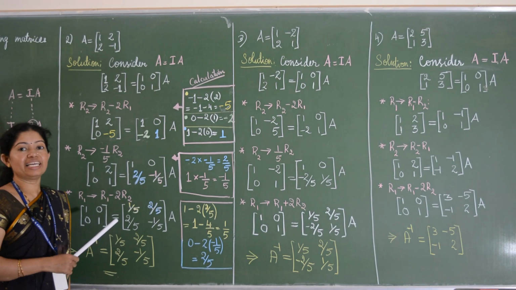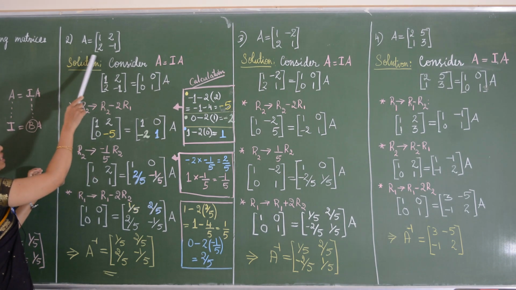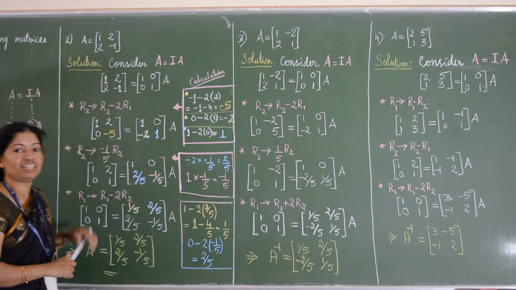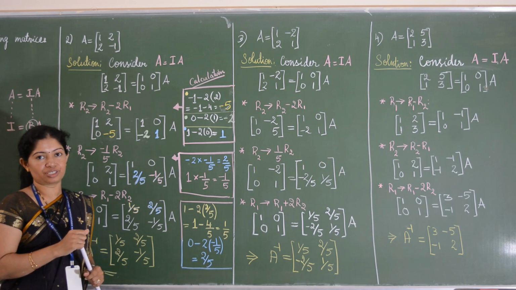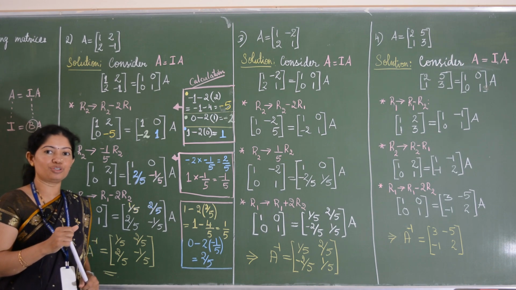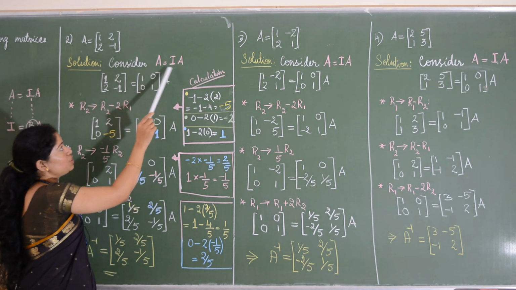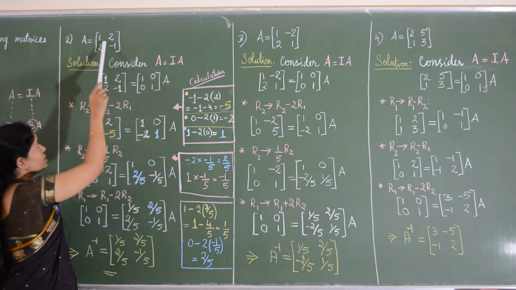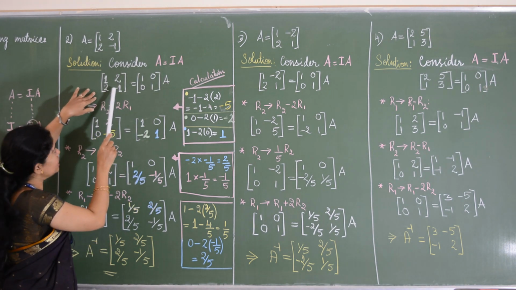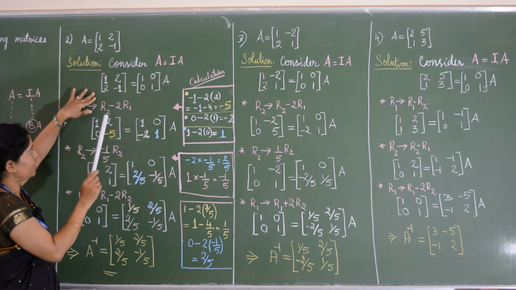So students, next we will solve another problem. Here you have matrix A and you need to find the inverse of that matrix by using elementary row operations. As we use elementary row operations, first let us consider this: A is equal to identity matrix into A. So write the given matrix as it is, equal to identity matrix into matrix A.